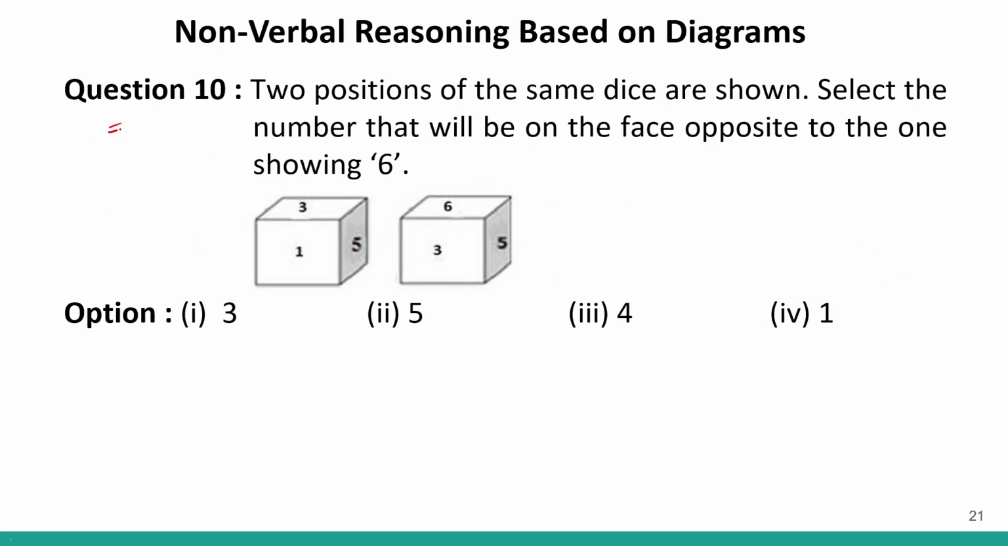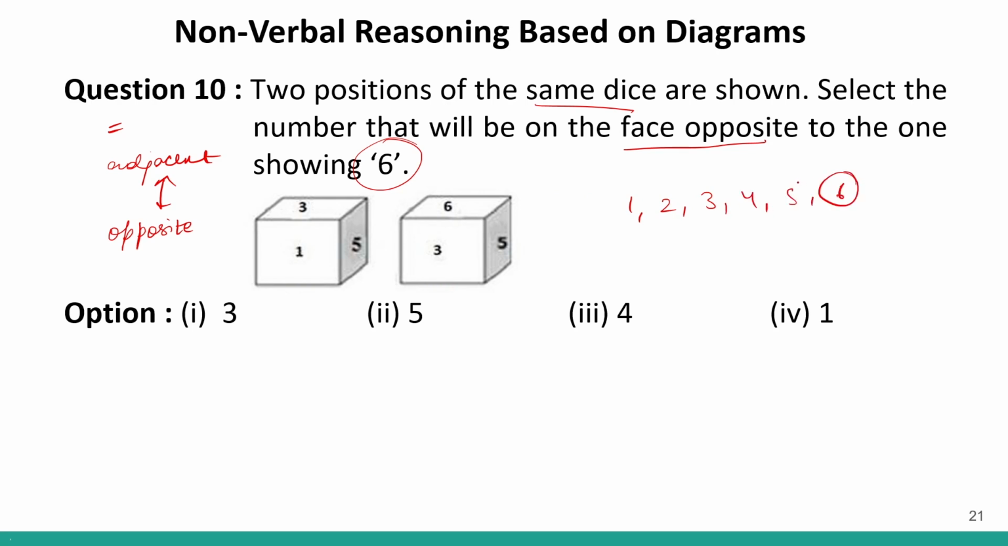Then we have question number 10. Two positions of the same dice are shown to us and we have to find the number which is opposite to 6. So there was one concept of adjacent numbers and the other concept of opposite numbers. So a number can be either opposite or it can be adjacent. So how many numbers are there in a dice? 6 numbers, and we have to find the opposite one to 6.